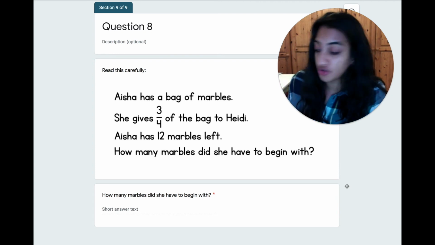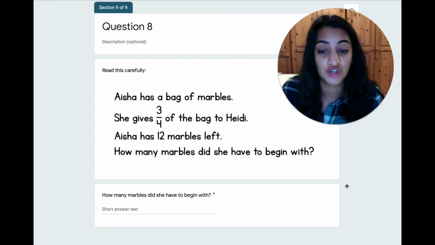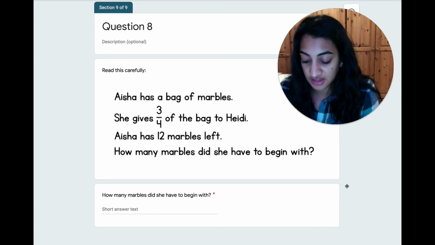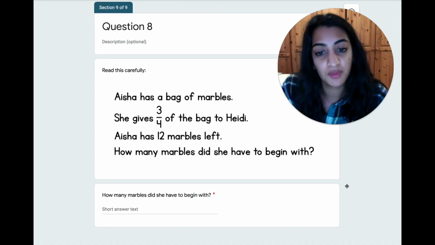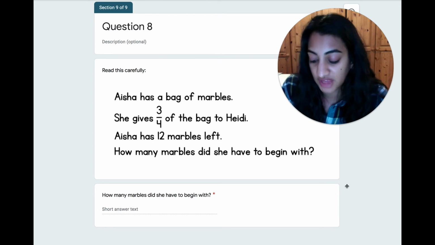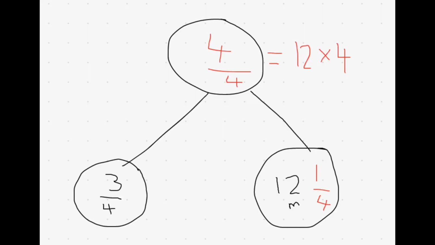I could use a part-whole model to help me figure out the answer to this question. So I know that there's two parts. There's 3/4, that's one part, and there is 12 marbles as the other part. So I've got one part as a fraction and one part as a whole number. I'm trying to figure out what is this bit at the top, what is the whole? Well, if 3/4 of the bag was given to Heidi, it must mean that the 12 marbles that Aisha has left is equivalent to 1/4, because I know that 1/4 plus 3/4 makes a whole.